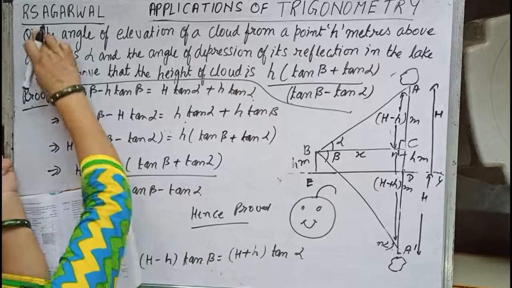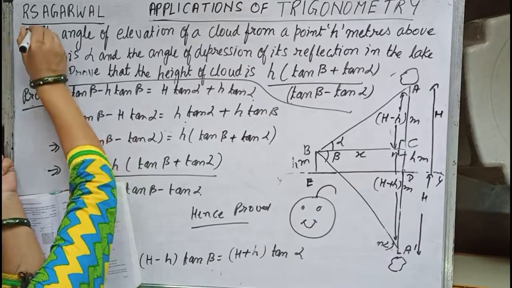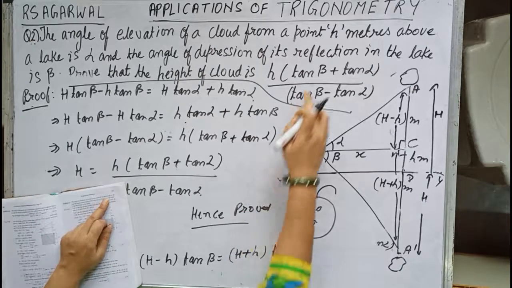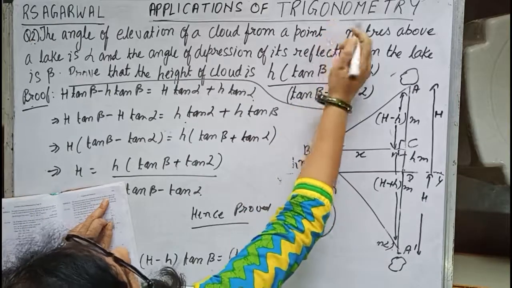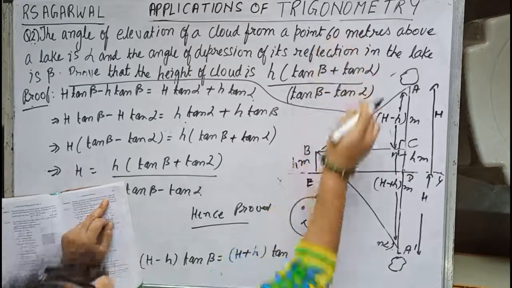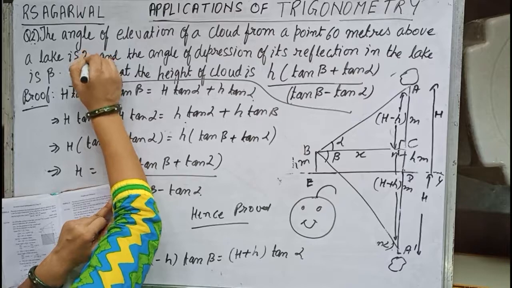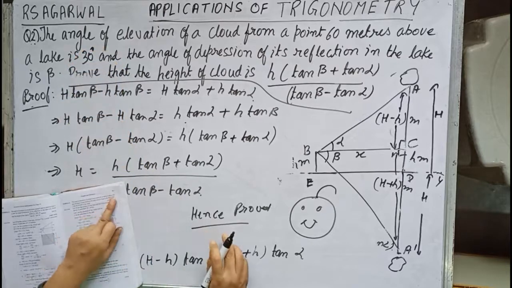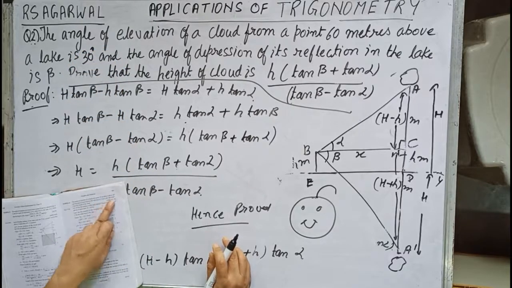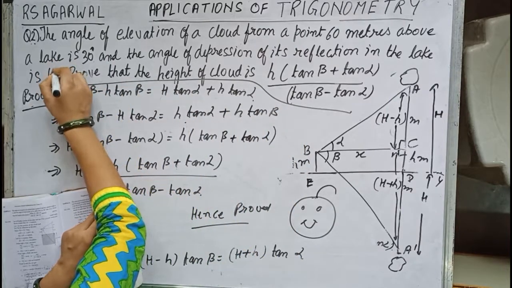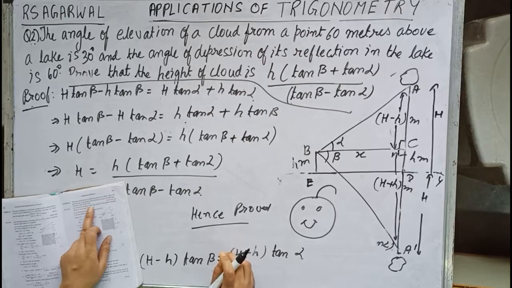So I am making it question number 2 over here. The angle of elevation of a cloud from a point 60 meter, now in place of small h it is given 60 meter, above a lake is 30 degree. So in place of alpha it is given 30 degree. And the angle of depression of the reflection of the cloud is 60 degree. So in place of beta it is given 60 degree. Now find the height of the cloud.